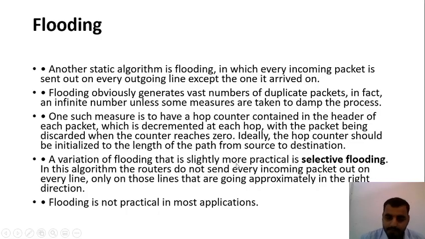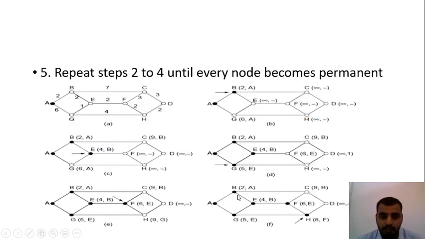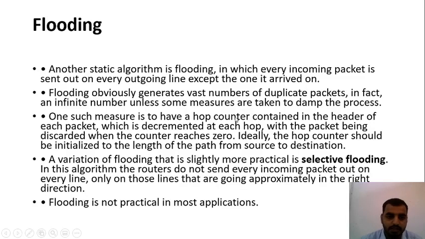Now what is the next point? Among the list of tentative nodes, find the node with the smallest cost and make it permanent. What is the smallest cost? From A to B it is 2, from A to G it is 6. So we have taken this path. Why? Because this has the least cost.